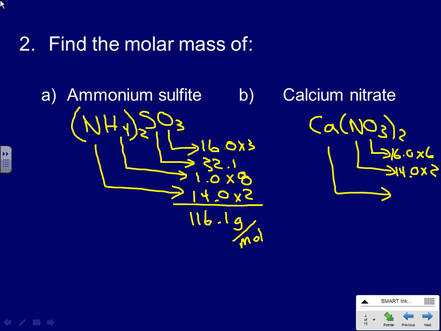Yep, 40.1. Somebody have the number? Yep. 164.1. And what's the unit? Grams per mole. We want to say it almost like we're zombies, like our brains are not even functioning anymore. We're just saying it, just falling out of our mouth. Grams per mole. All right.